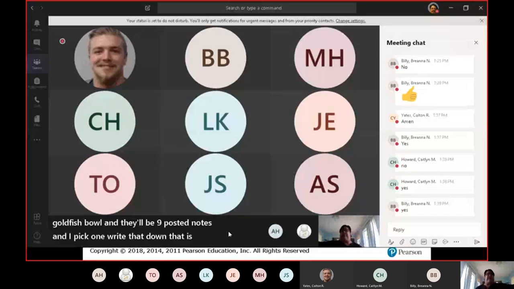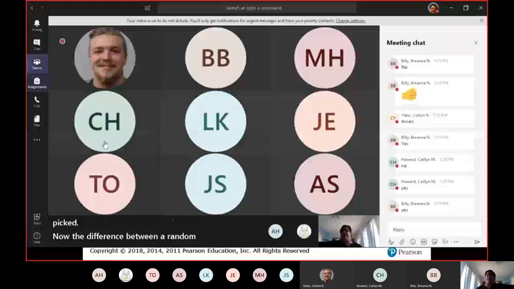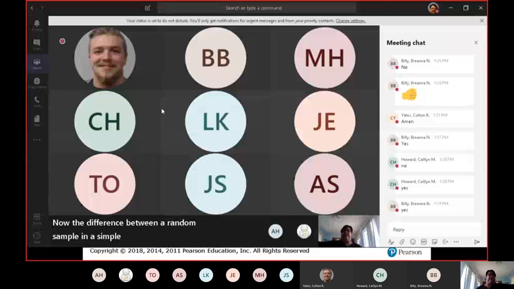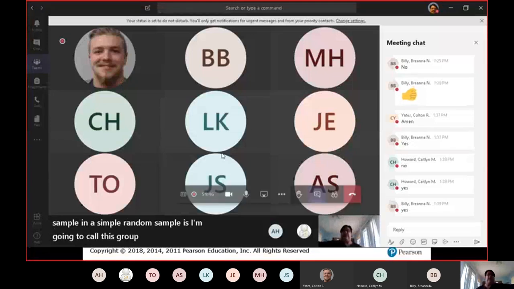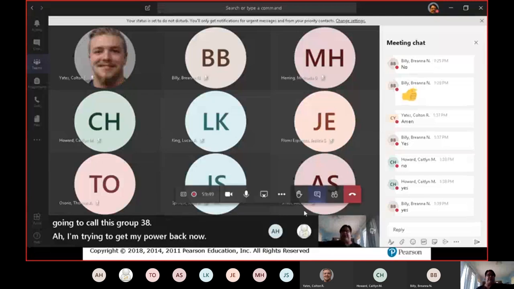Now, the difference between a random sample and a simple random sample is I'm going to call this group Mr. Yates. I'm trying to get my bar back now. This is slowly annoying me. Let's put names. There we go.